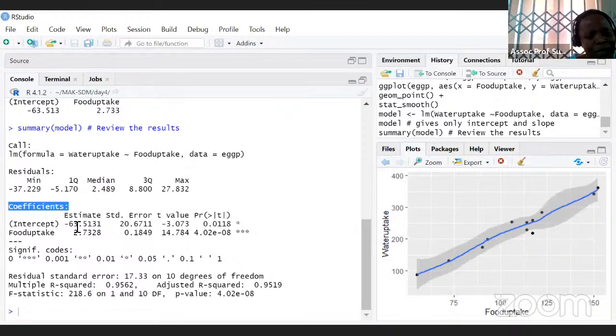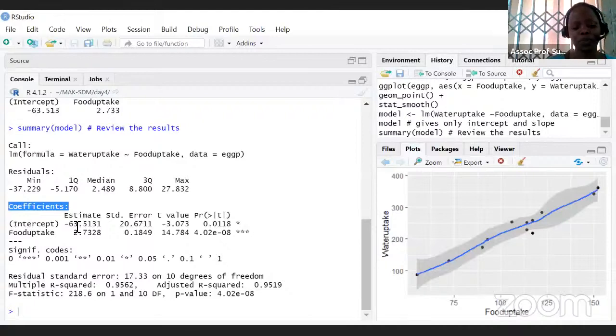Does it mean that the bird doesn't take water? No. The bird takes water whenever it wants, even if it has eaten or not. It's like a human being. It does not necessarily mean that you only take water when you eat food. You will take water at any time. So the negative sign there, we need to look at the biology and confirm what it means in that system, the biological system of the bird and water.